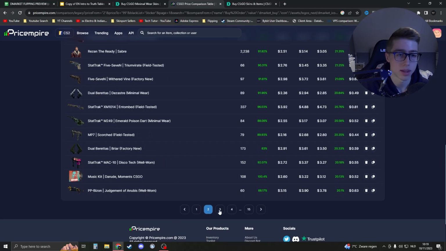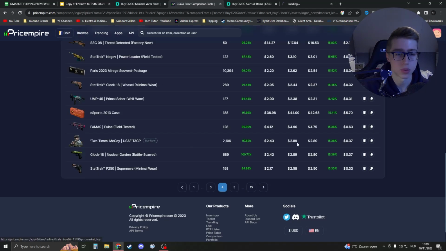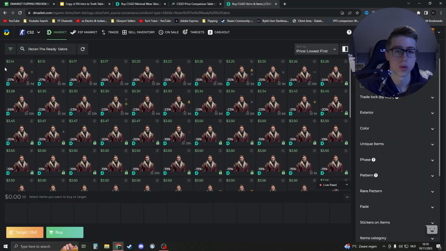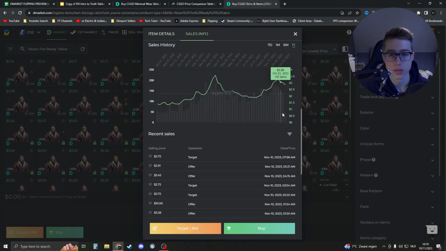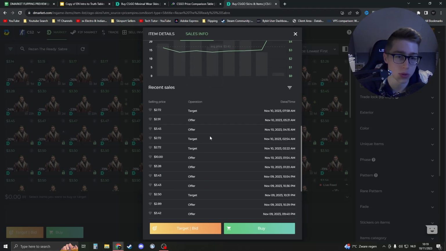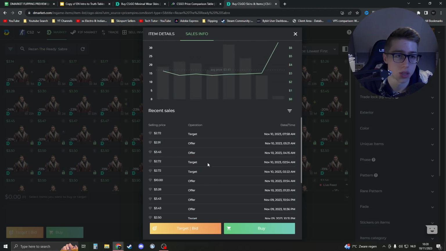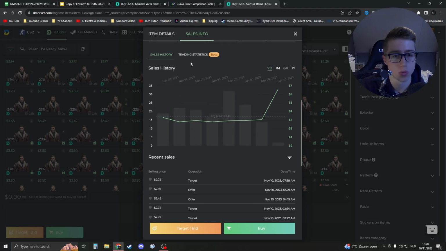I don't really like stat track skins, mostly because they're not as liquid. Okay, this one would be good, this agent. You're gonna go like this, and then you're gonna click on the skin. You're gonna look, how much does it sell? Okay, this sells 14, 24, 37. This sells very good. 20 items a day, that's pretty good. You take a look at how much are the targets? 2.7, 2.7, 2.5, 2.36. So basically it's around 2.5 to 2.7.